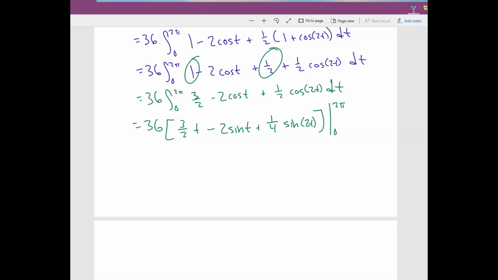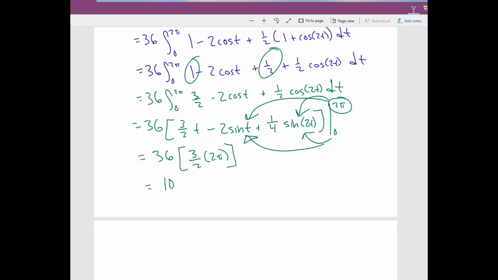Now notice that when I plug in the 2 pi and when I plug in the 0, you can just put this in the calculator. The sine is going to be 0. So the only thing that's really going to matter is this guy, this 3 halves t. So you're basically only looking at 36 times 3 halves times 2 pi. Because if you see, when I plug in the 2 pi in here, that's just going to be 0. When I plug in the 0 in here, this thing is also going to be 0. If I plug in the 0 here, you're also going to get 0. So all that really matters is just this guy. I'm left with 108 pi. So this is my area.